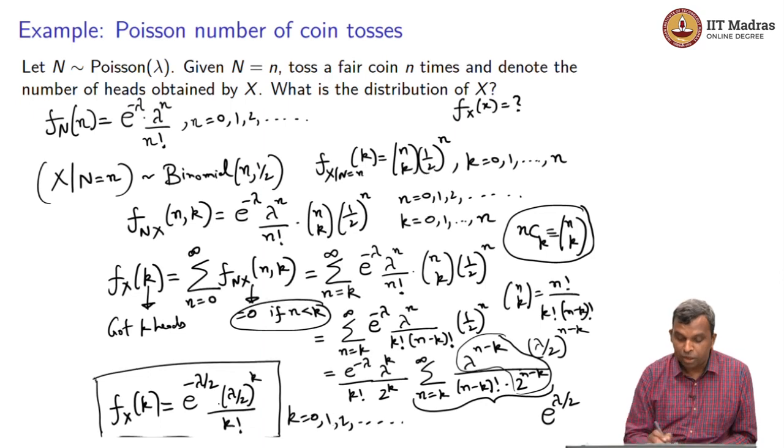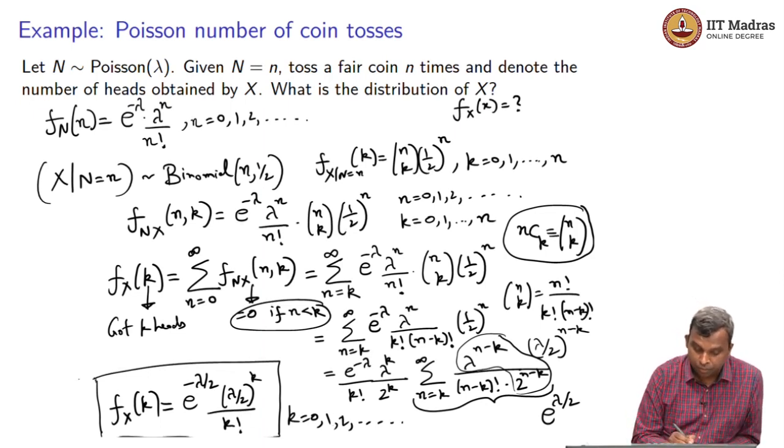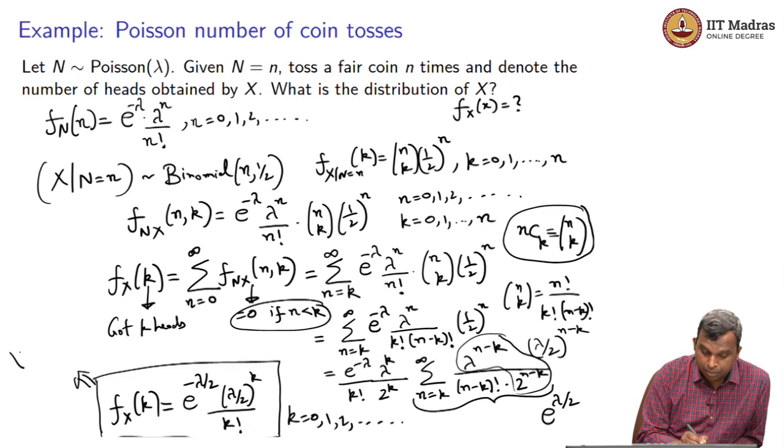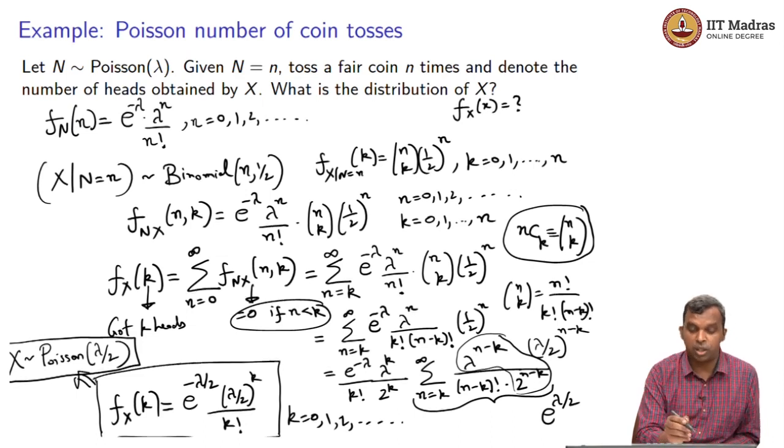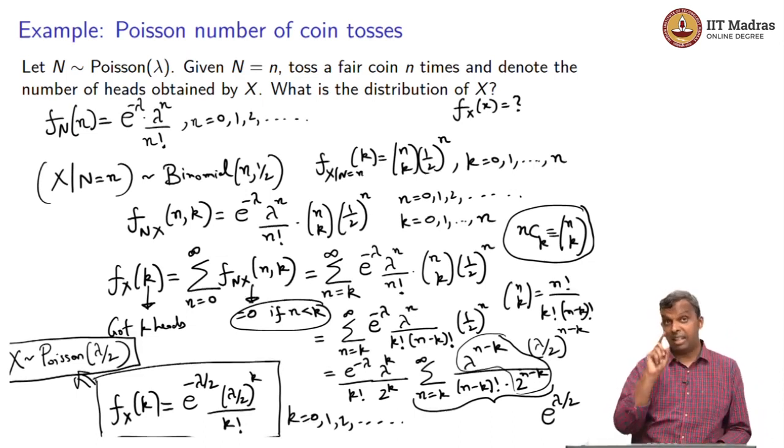So, what have we identified here? What is this distribution? This implies X by itself is actually Poisson lambda by 2. Look at that. Isn't that interesting? You started with a Poisson distribution N with parameter lambda, and then you did this little experiment where you first took the Poisson random variable, took some value from it, and tossed a coin as many times as that Poisson random variable was.